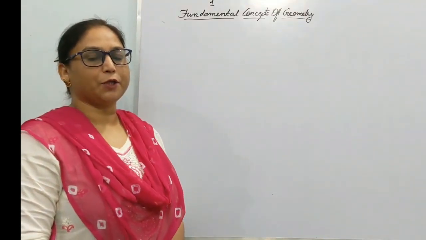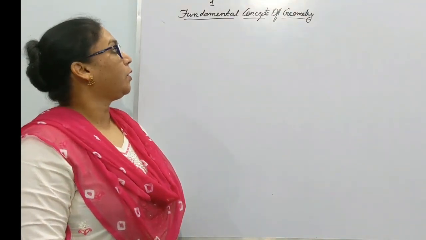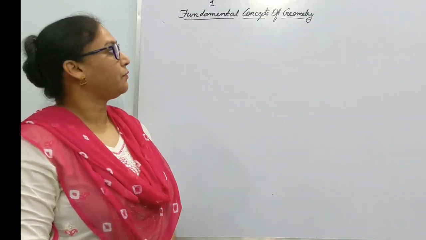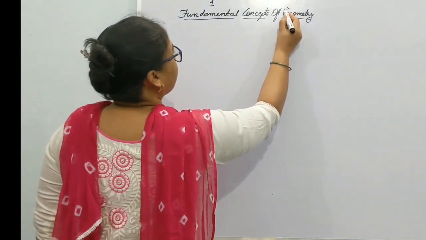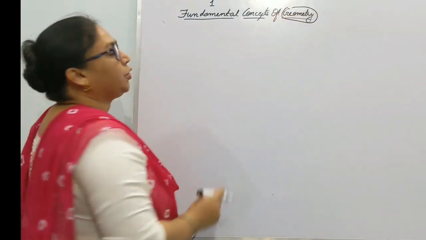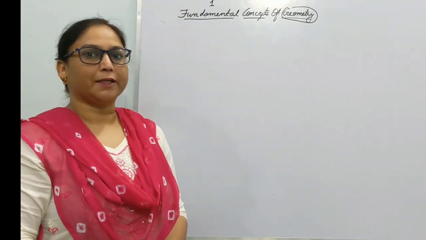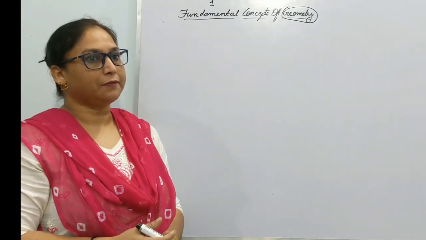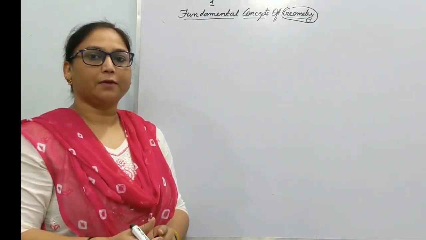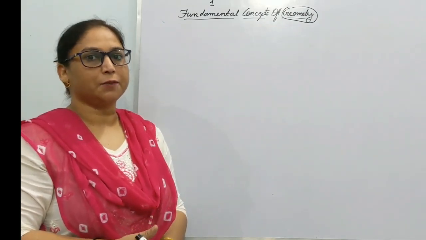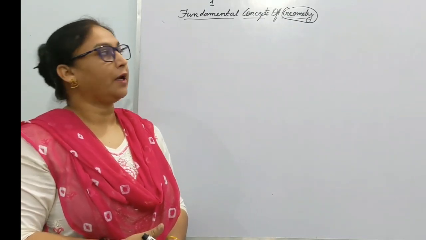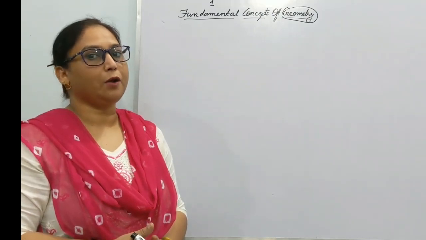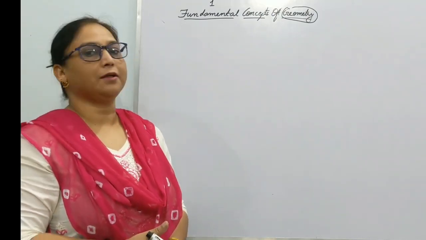Students, the next chapter which you are going to learn is fundamental concepts of geometry. So before we proceed, let us define geometry. Geometry is a branch of mathematics which deals with points, lines, curves, surfaces and their measurements, relationships and properties. And do you know, in geometry the point, the lines are known as geometrical objects. So let's move in detail.